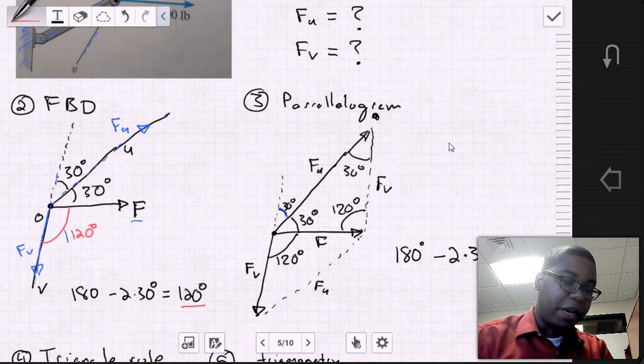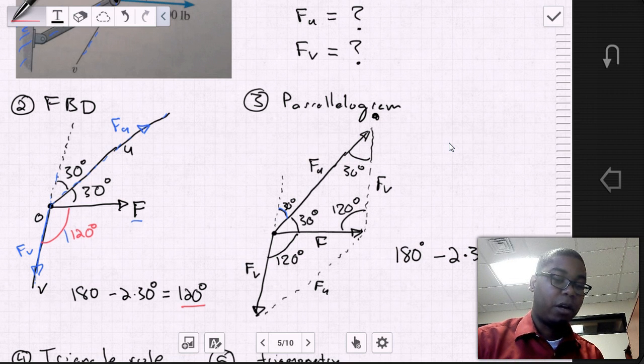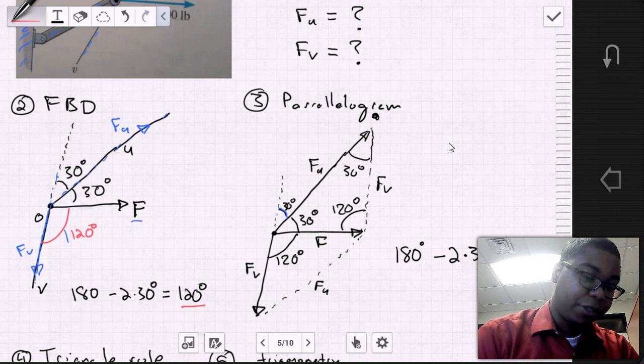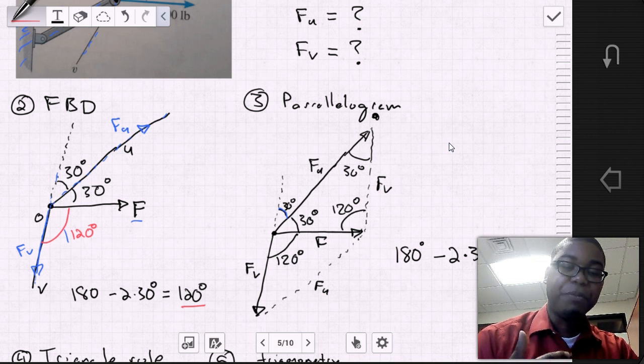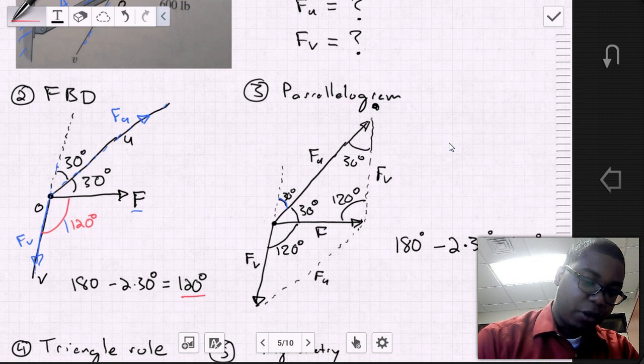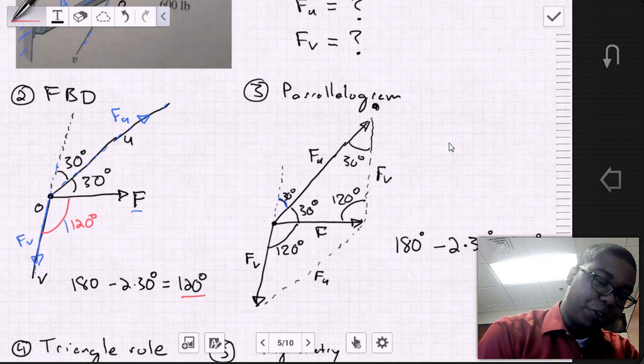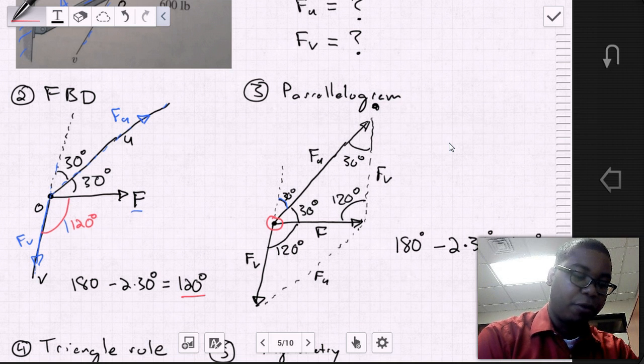Now that we've done that, let's go ahead and try to apply our parallelogram law. In this case, we already know the directions of FU and FV. We just need to enclose the parallelogram such that we can start moving towards creating the triangle rule. So now that we've done that, with the parallelogram law, you start with determining the coincident point. In this case, in our free body diagram, we have a coincident point, and that's point O.